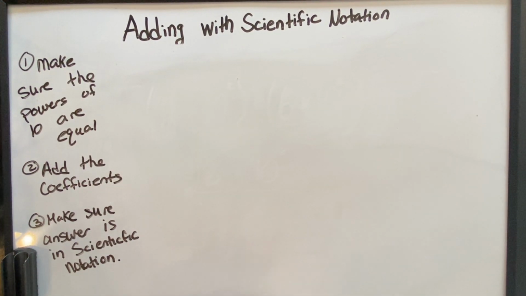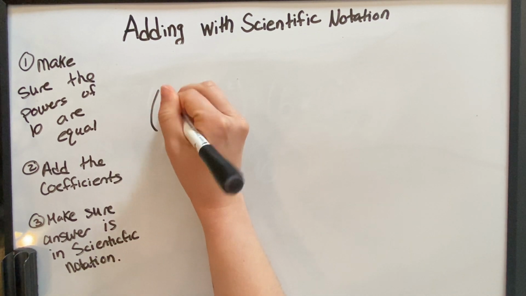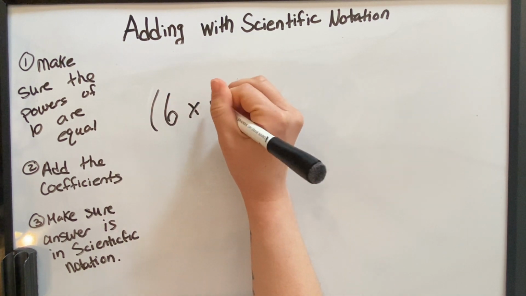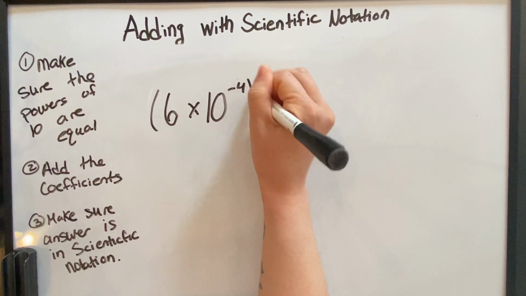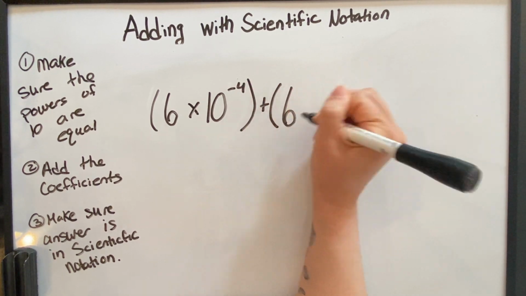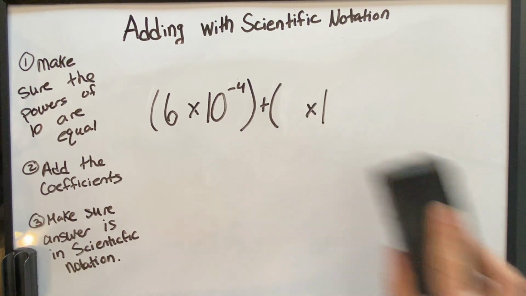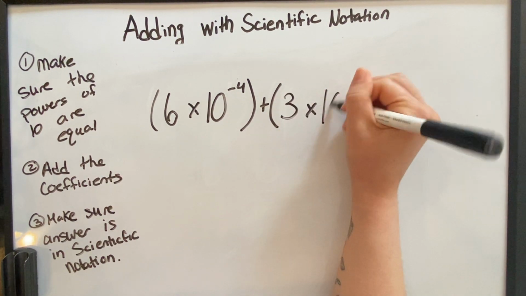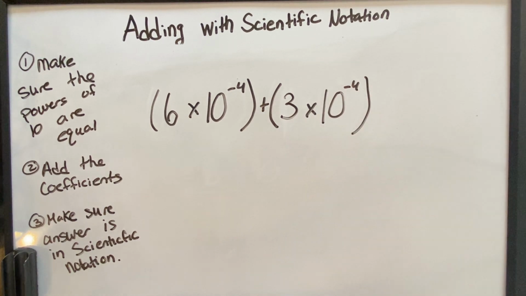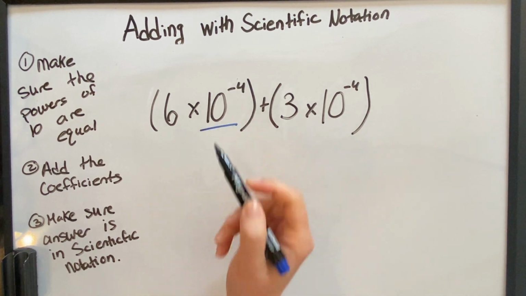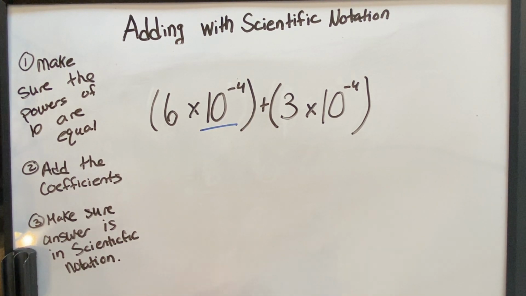Okay, we will do 6 times 10 raised to the negative 4th power plus 3 times 10 raised to the negative 4th power. Okay, step 1. Make sure the powers of 10 are equal. So this scientific notation here has a power of 10, so 10 to the negative 4th power. Here we have 10 to the negative 4th power. Perfect. Step 1 is good.